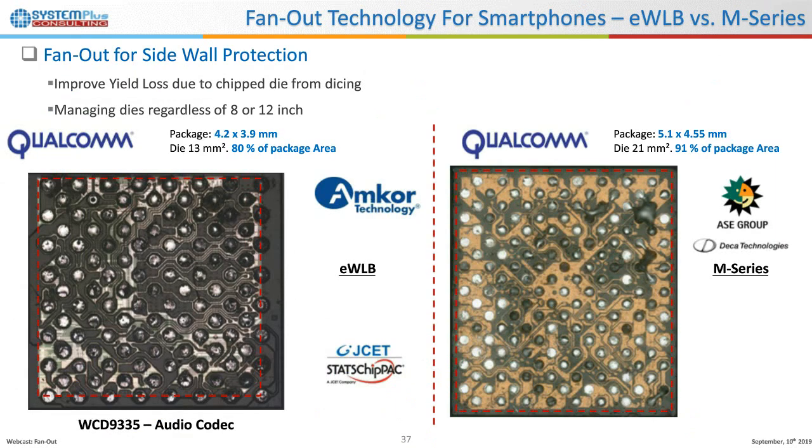And finally, we have seen a recent shift in flip chip scale packaging that will probably continue over the years. Indeed, OEMs are now looking for a solution to improve yield loss due to chipped dies from dicing, and also to manage dies regardless of the wafer size manufacturing. And so they are looking at fan-out for sidewall protection. We saw a first example several years ago with Qualcomm using eWLB from STATS ChipPAC for its audio codec. We can see that the die was about 80% of the package area, so the fan-out capability was also used to spread the balls.